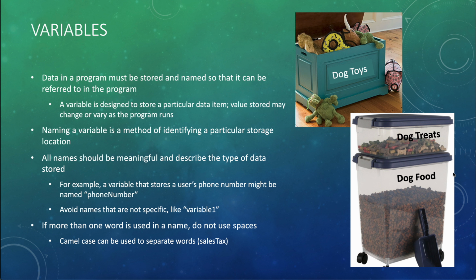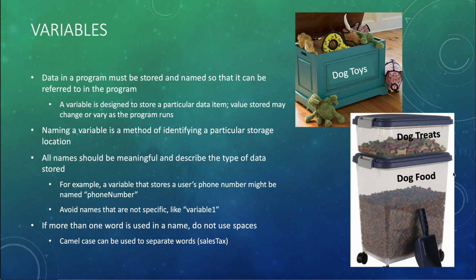For one thing, you cannot have any spaces in a variable name. So if you do include more than one word, you'll notice the last point on this slide is camel case can be used to separate words. Camel case is where the first word is not capitalized, but whatever words you use after that will have a capital first letter. That helps it to be easier to read because you can tell where one word ends and the next begins, but you cannot have any spaces in variable names. So that's the main rule as far as the names you can choose.